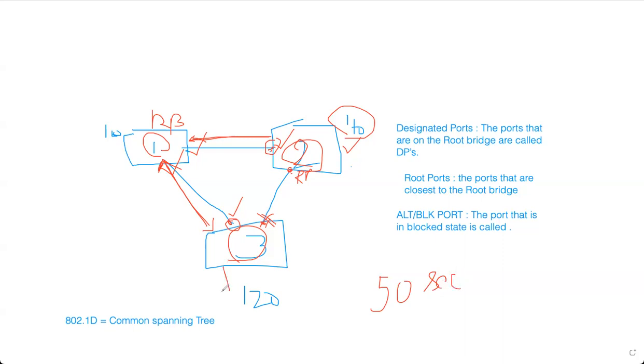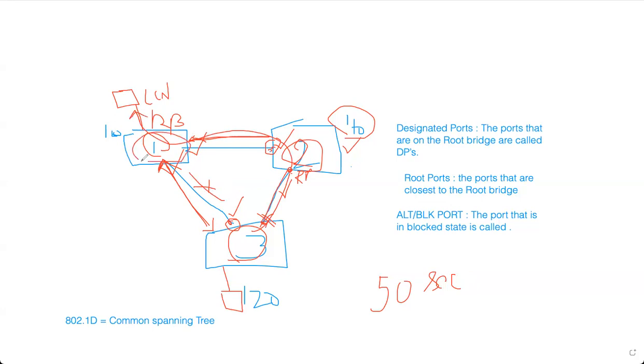Let's say I'm a user. I want to try to go to, let's say, my CCNA page. If my link goes down and if it comes back up, it takes almost 50 seconds to converge, meaning to move the traffic from this link to this link, because the path should take via this way and go out to the CCNA page.